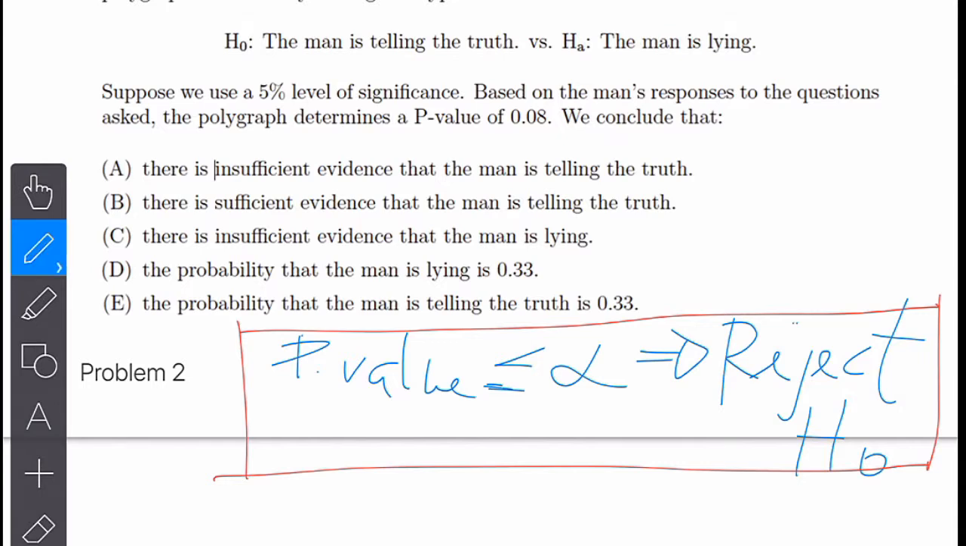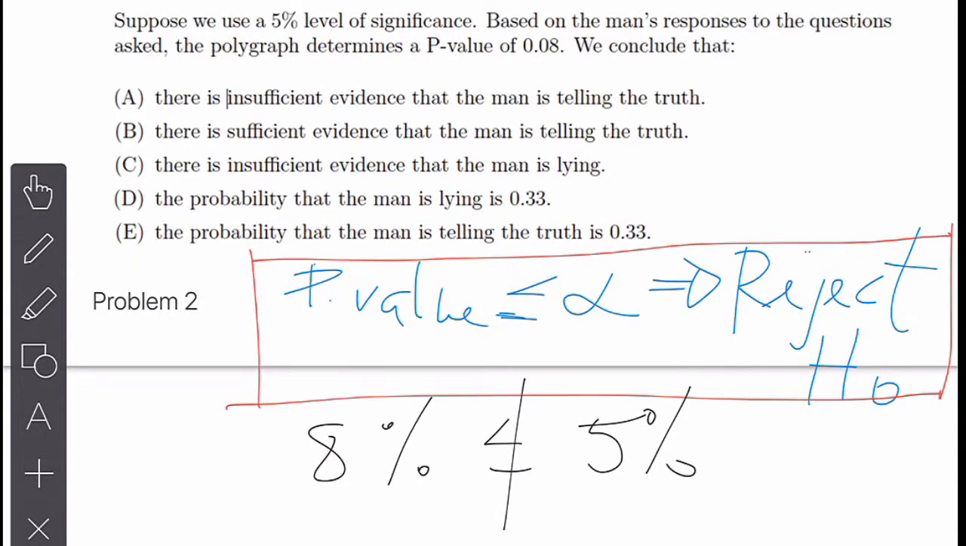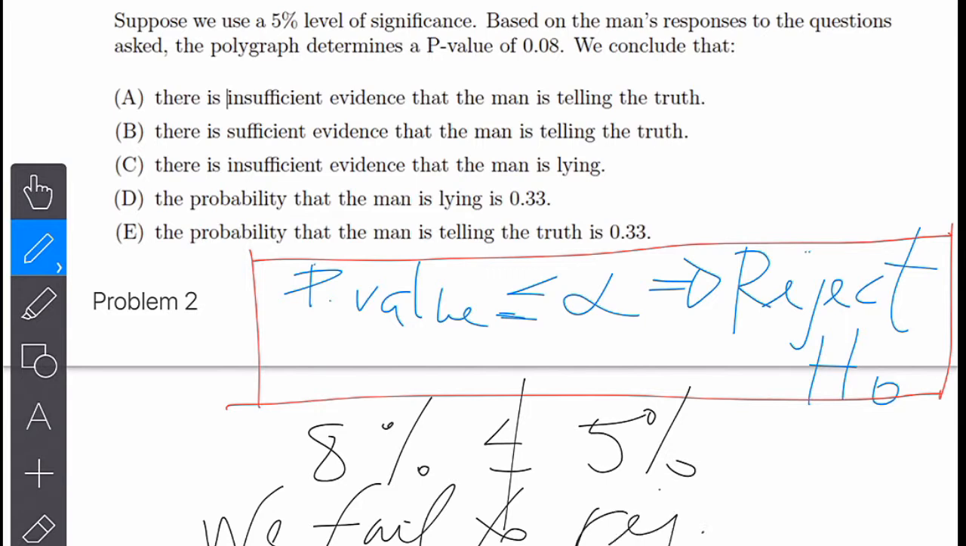So we got 8%, so I could write it like this. 8% less than or equal to alpha of 5%. No, it's not true, so we conclude with fail to reject. So we fail to reject. What does that mean? It means we didn't find evidence against the null hypothesis.